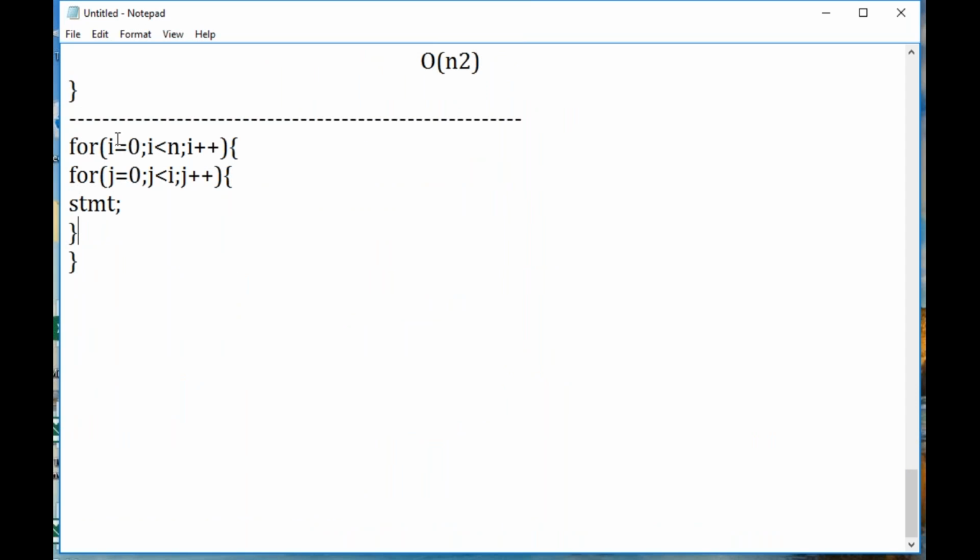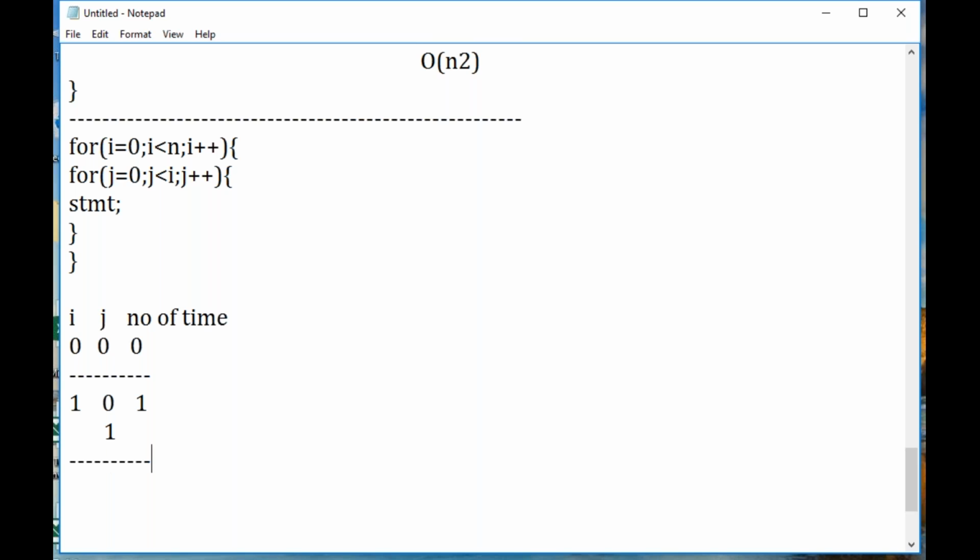Now, if this is your for loop, how can I calculate the time complexity for it? Normally, let us trace this program with i, j, and the number of times. Whenever your i value is 0, your j value will be 0 and it will execute 0 times. So no iteration happens the first time. For the second time, i becomes 1 and j executes for 0. So 0 executes one time and j becomes 1. The condition fails, it terminates.